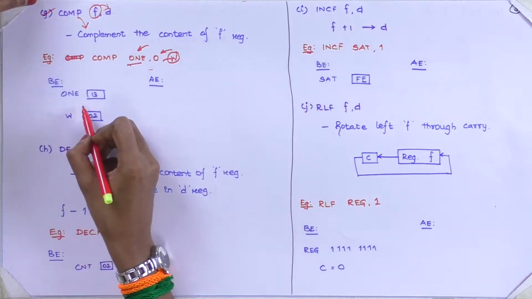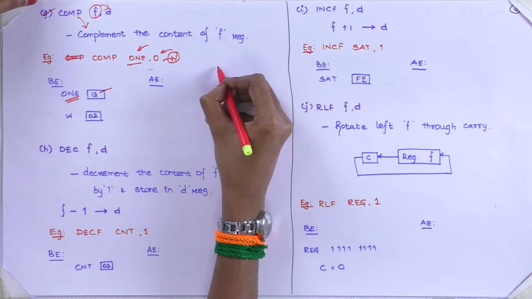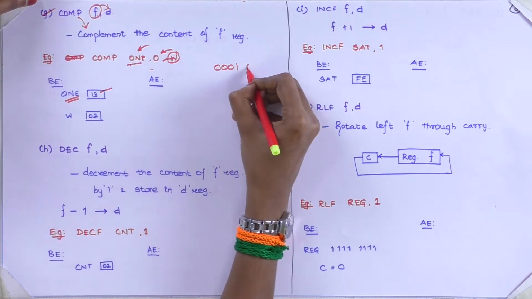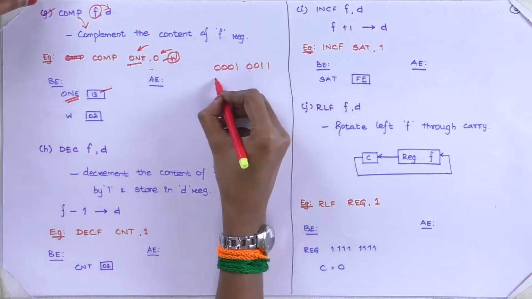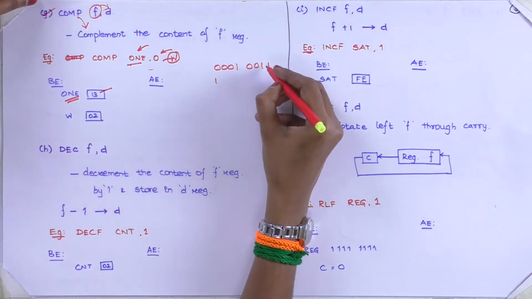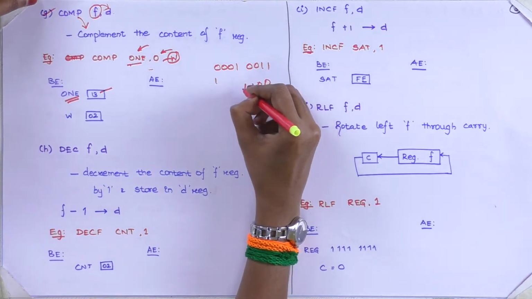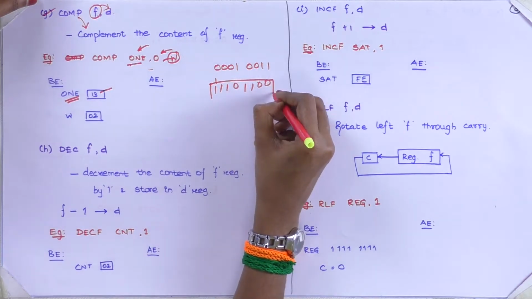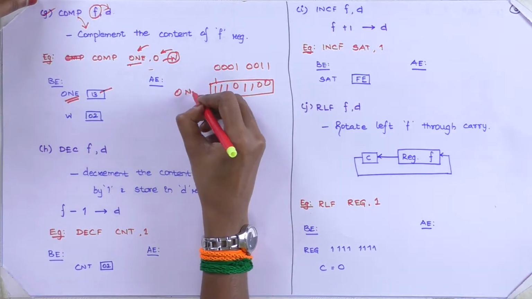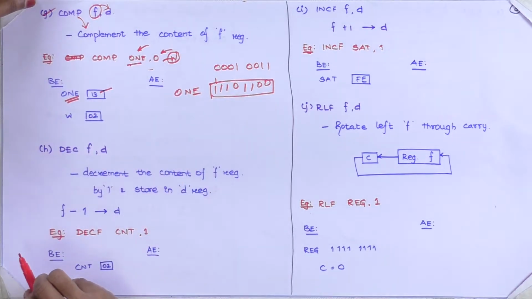Fine. So before executing the instruction, register 1 has the value 13, which is nothing but this one. When we perform complement, each and every bit will be inverted. So 1 will become 0, 0 will become 1. So this value will be stored in the register after executing this instruction.